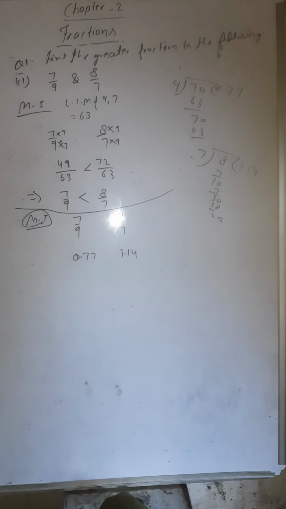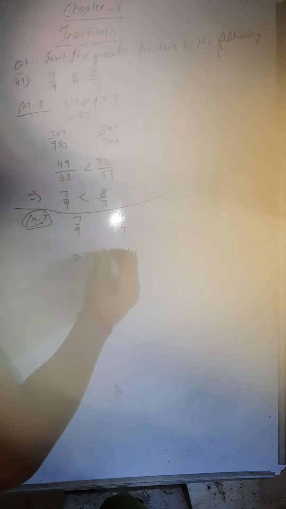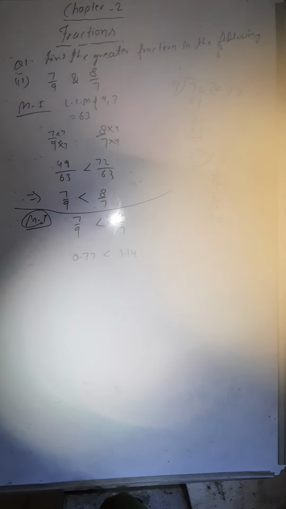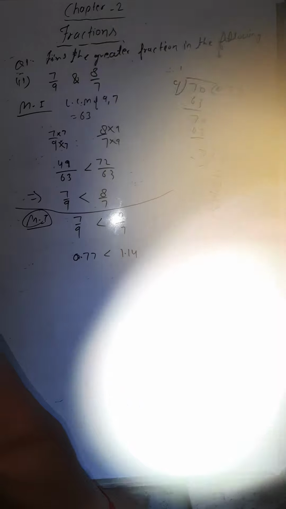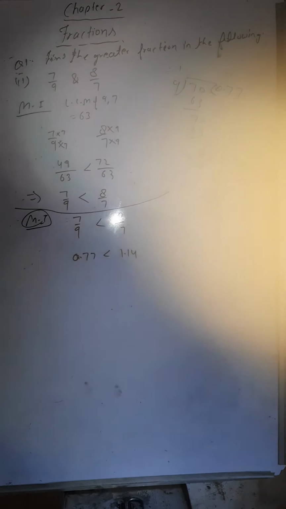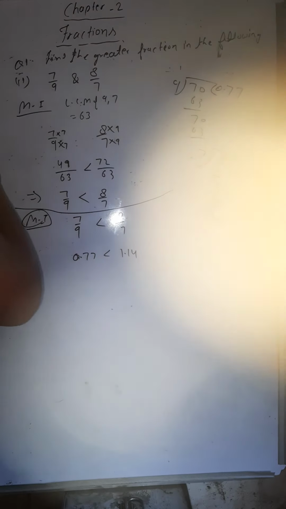1.14. Now can you tell me which one is greater? Yes, here before the decimal is 0, here before the decimal is 1. So obviously this one will be greater. Getting it now? So this way we can find the answer of the questions where we have to find the greater fraction, by applying both the methods. Note it down.